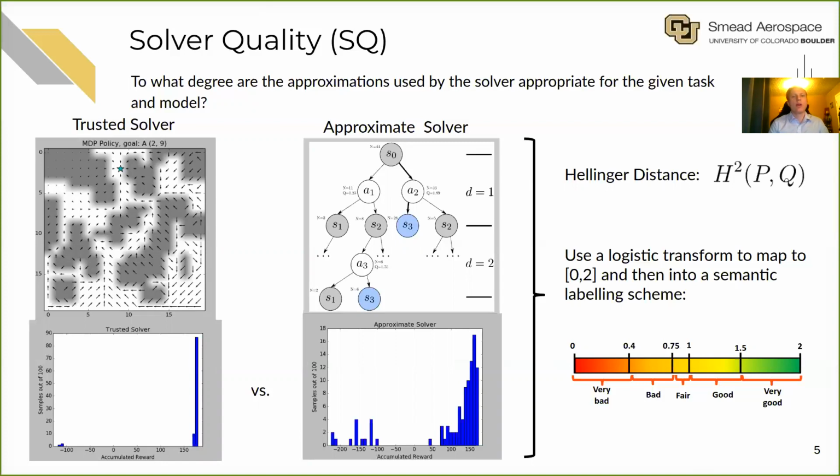What we can do is compare our approximate solver and the cumulative reward PDF that we can generate from that to what we would expect the cumulative reward PDF to look like for the trusted solver.